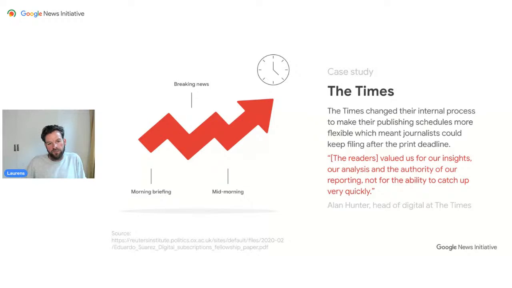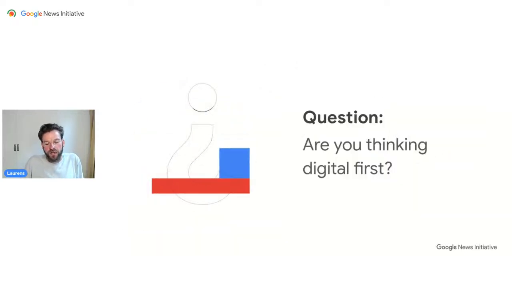So think about it, that with digital you don't have these deadlines for print, so you could keep on filing after deadlines, or maybe even deadlines disappear at all. So this is a question to you, and after that I will be looking to the questions you might have asked us. Are you thinking digital first? And now I'm going to look at the questions, because I know there are two questions.